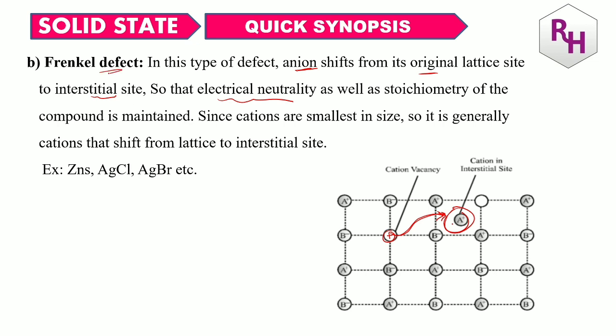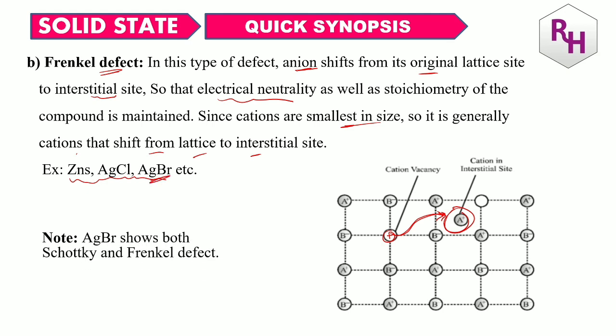defect. Frenkel defect. Since cations are of smaller size and anions are of larger size, this type of defect is shown only when the difference in size is present. Cations will shift from the lattice to the interstitial site. Examples: ZnS, AgCl, AgBr. One thing we have seen, AgBr is common in both. Hence remember, AgBr shows both Frenkel and Schottky defect. Very, very important point. Next we'll move to impurity defect.